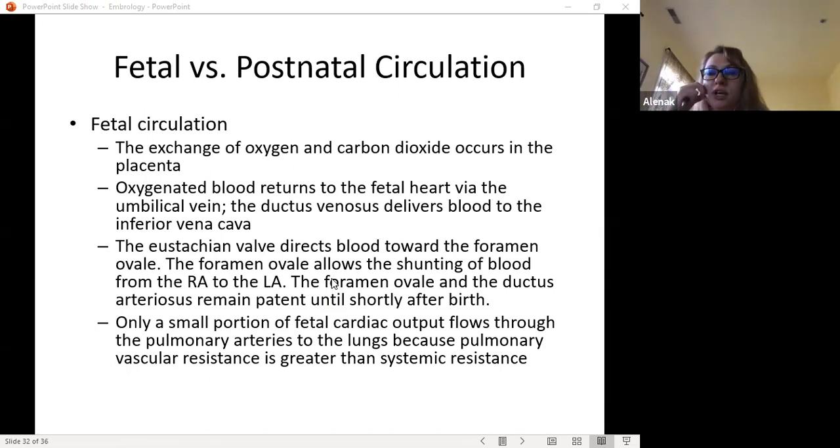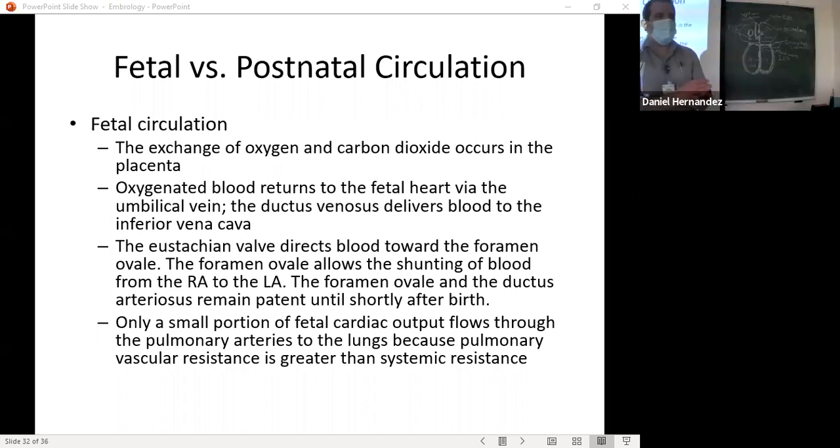Then a question. So in the fetal circulation, the blood is not going to the right ventricle at all, but it goes to the left ventricle, right? It goes to the left ventricle. Some blood flow does get into the right ventricle, because it's entering the right atria. Not all of it is getting shunted through the foramen ovale.